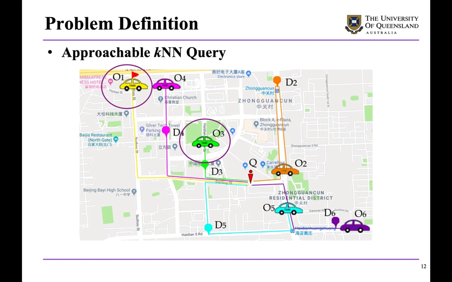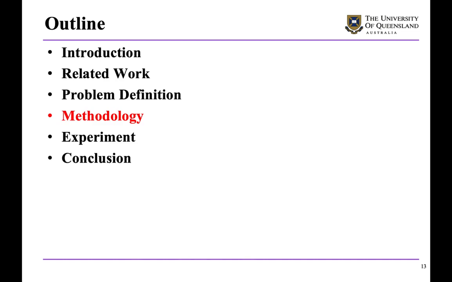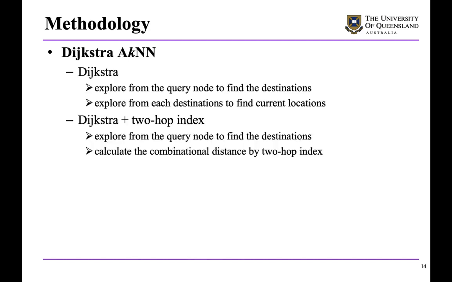So during peak hours, even if all the taxis are fully occupied, we can still find the approachable KNN results and then try to estimate the possible waiting time for the query user based on such results. Next, I introduce the algorithm to answer the approachable KNN query.